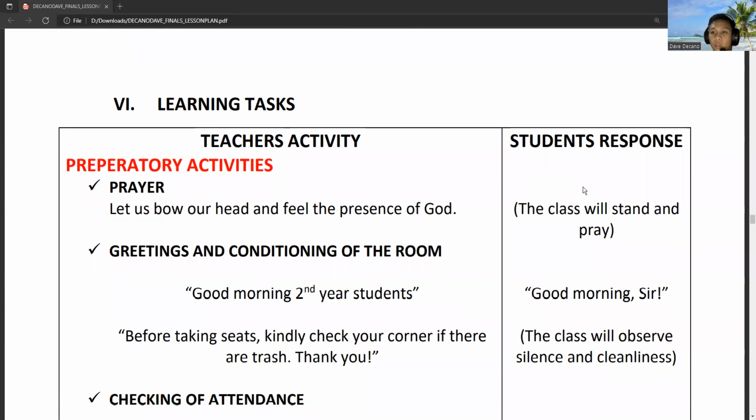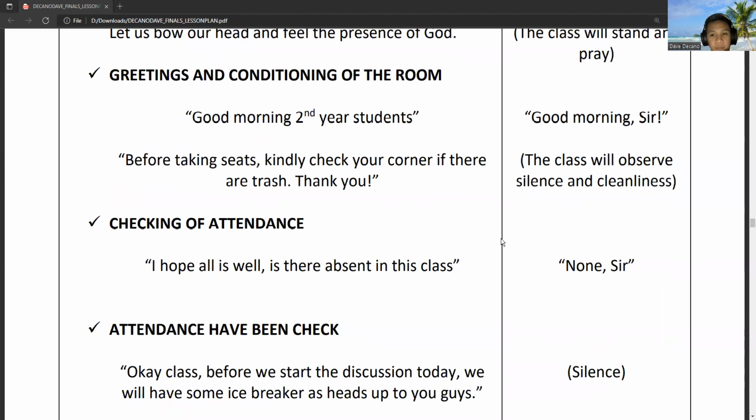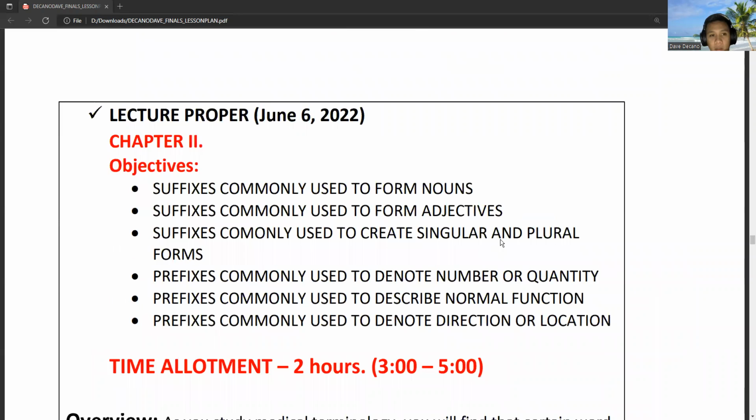So this will be the setup. Then the objectives in chapter 2 will be: suffixes commonly used to form nouns, suffixes commonly used to form adjectives, suffixes commonly used to create singular and plural forms, prefixes commonly used to denote number or quantity, prefixes commonly used to describe normal function, and prefixes commonly used to denote direction or location.